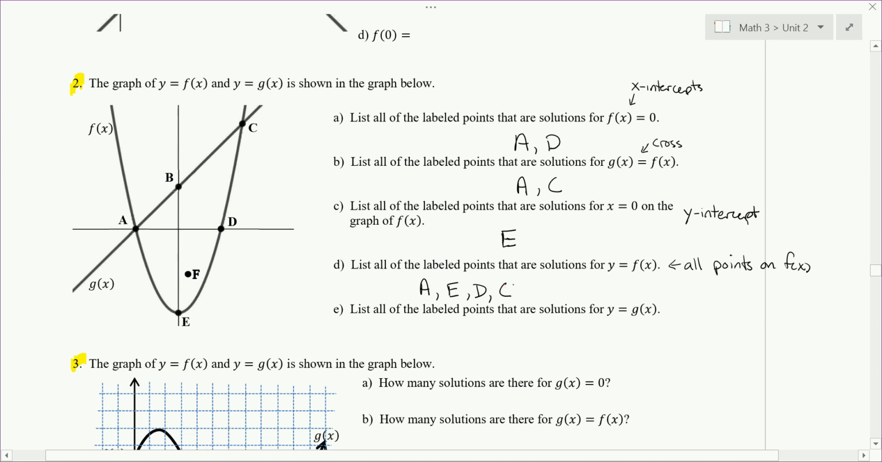And then list all the labeled points that are solutions for y equals g of x, so that's all the points on g of x. Go along g of x, we see point A, and then point B, and then point C.